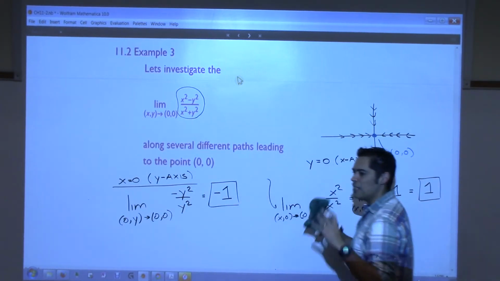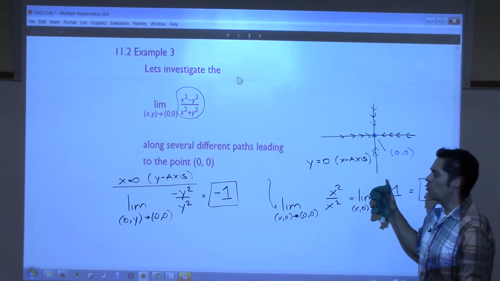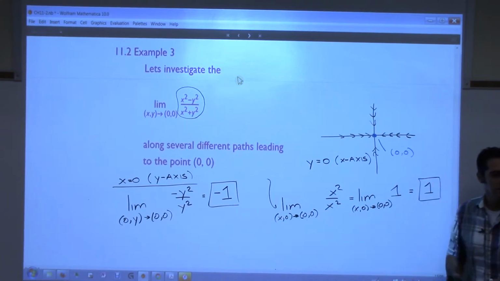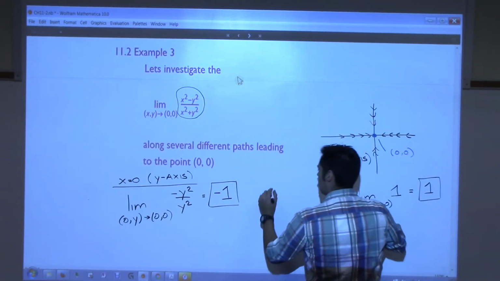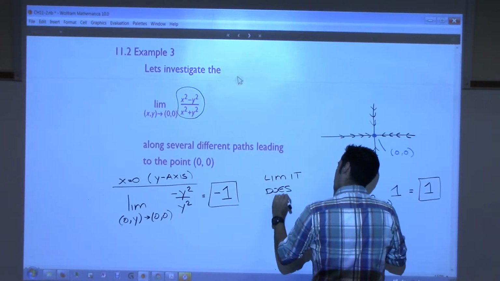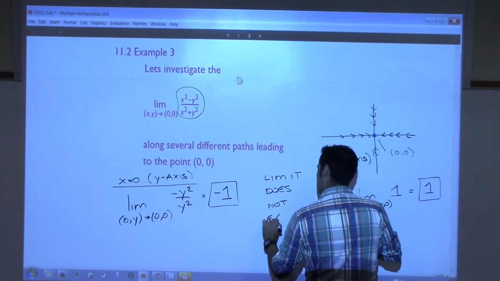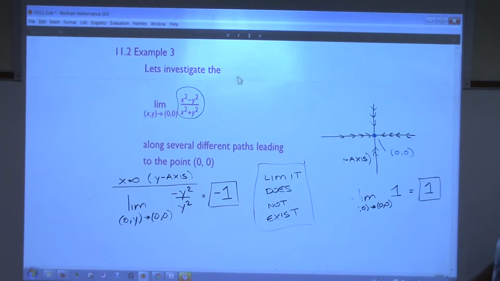Which means at this point I can stop and I can say this limit doesn't exist. Because from two different paths, I was approaching two different values. Understand that? We got lucky. That's the first example. So the limit does not exist. That's the conclusion of this.